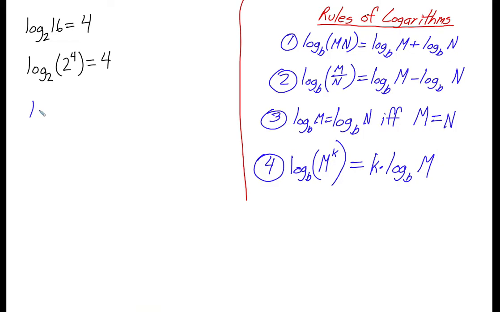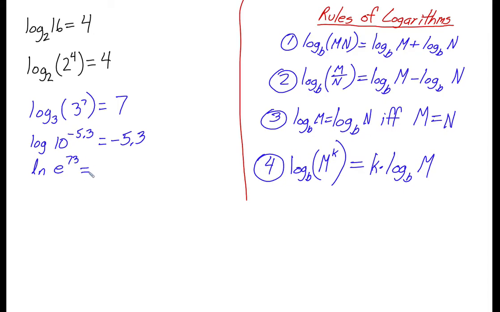Then in the same way, the log base 3 of 3 to the 7th must be 7. And the log base 10 of 10 to the negative 5.3 is going to be negative 5.3. And the natural log of e to the 73rd is 73.